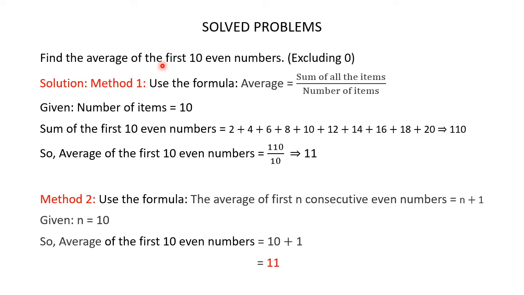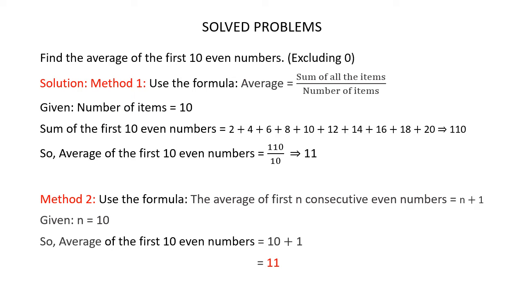Find the average of the first 10 even numbers excluding 0. This problem can be solved by two methods. In the first method, use the formula average is equal to sum of all the items divided by number of items. Here it's given that the number of items is 10.